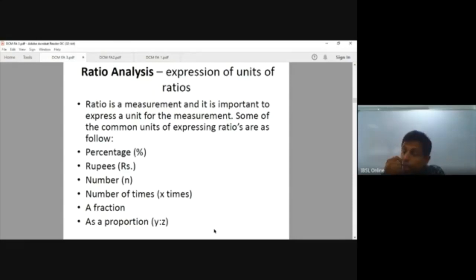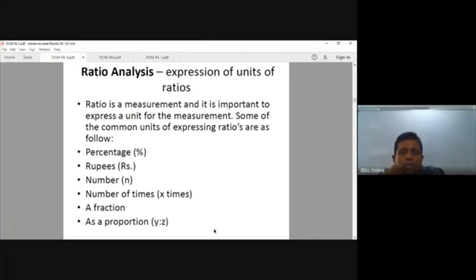For example, dividend per share, rupee term. Earning per share, rupee term, right? Then some ratios are expressed as a number, a general number. I do not have an example right now in my mind, right? Some ratios you generally say as a number.